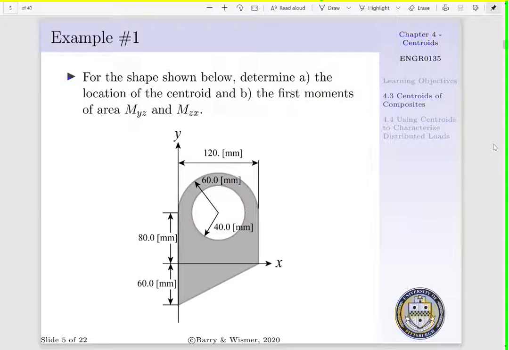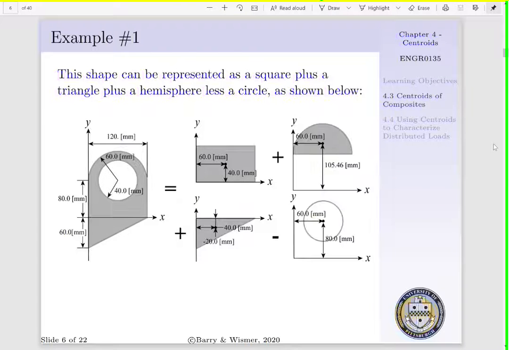For the shapes shown below, we want to determine the location of the centroid and their first moments of area, MYZ and MZX. Now in this shape, we notice we have a few principal shapes that we can build it upon. That is, we can decompose this as a rectangle that has a width of 120 millimeters and a height of 80 millimeters, plus a triangle that has a width of 120 millimeters and a height of 60 millimeters, plus a hemisphere that has a radius of 60 millimeters, minus a circle that has a diameter of 80 millimeters.